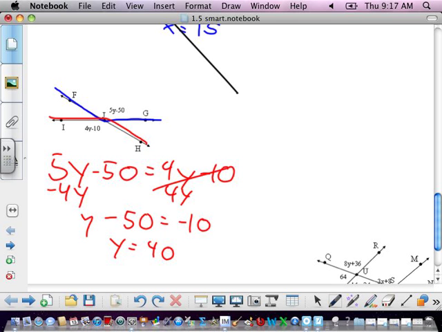Okay? 40 times 5 is 200, right? 200 minus 50 is 150. So this is 150, and this would have to be 150 because they're congruent. How would I know what these two angles are right here? Subtract from 180 because we have linear pairs, right? So 180 minus 150 is 30, so we don't have to do it for both of them because we know it's the same on both sides.